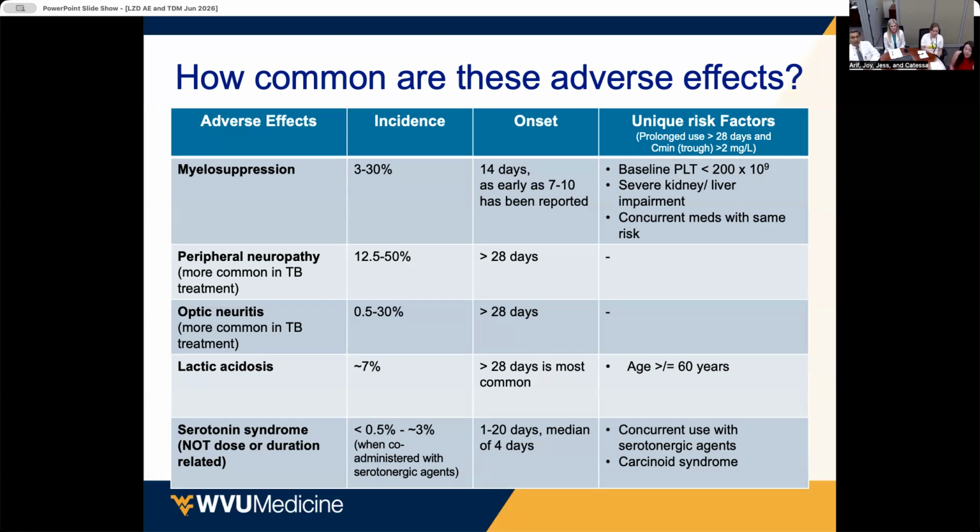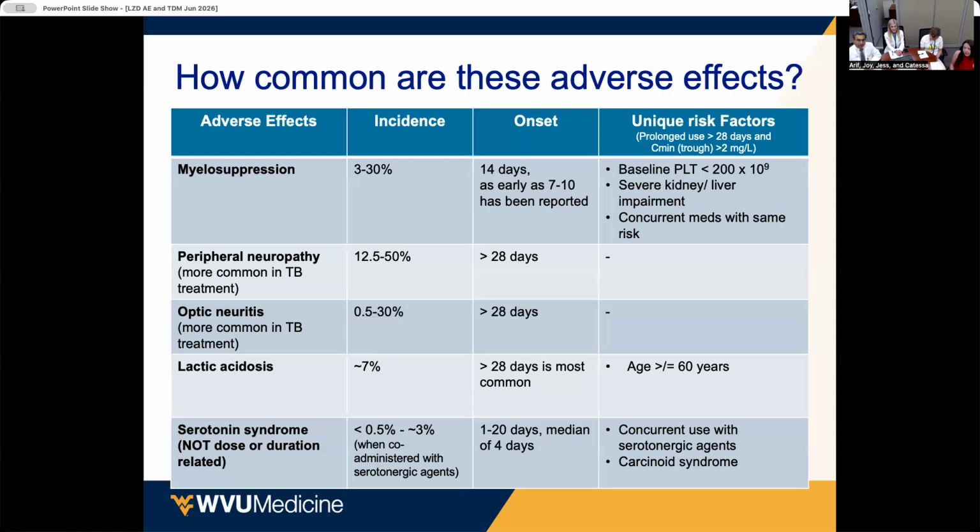I think this one gets highlighted a ton, and it makes folks shy away from linezolid use. But when we actually look at the incidence of serotonin syndrome when it's co-administered with other serotonergic agents, it's actually less than 1% and maybe at highest up to 3%, which is lower than almost everything else, even including optic neuritis. So I think that this is the one that gets the most attention, but does not deserve it based on the incidence that we see, especially in these post-marketing studies.